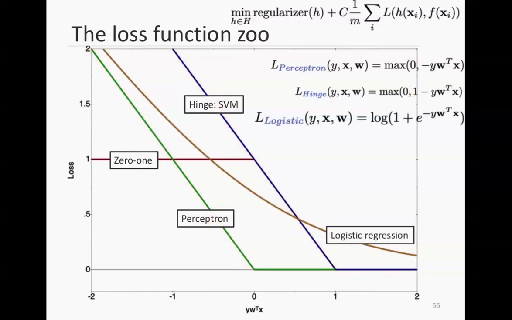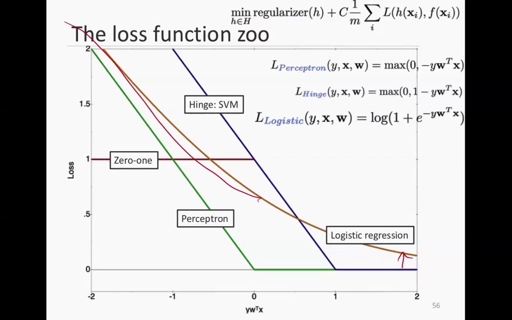Logistic regression, you can plot the logistic loss and it looks something like this. It imposes a small amount of loss even when y w transpose x is positive, but it grows quite drastically on the negative side of things. It's just another loss function, another surrogate for the 0-1 loss.